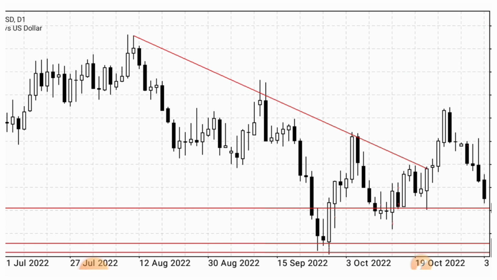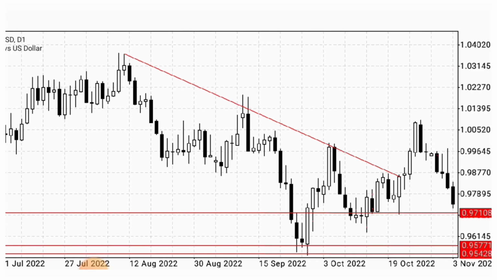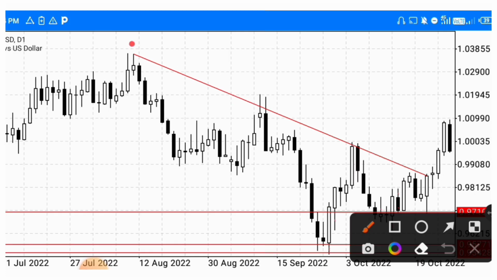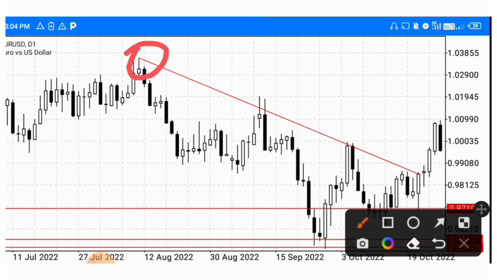How did I know that this is a perfect trend line? Look at this, guys. For you to know a perfect trend line, you must touch the trend line at least 3 times. Then you know that the trend line is solid. As you can see, this is a perfect trend line, guys.